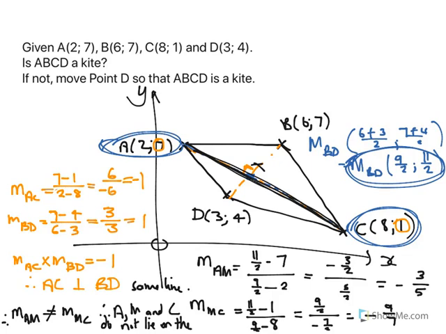So AC is not bisecting BD, right? So AC does not bisect BD. And therefore, as much as they meet at 90 degrees, because the one diagonal isn't bisecting the other, that must mean then this is not a kite.